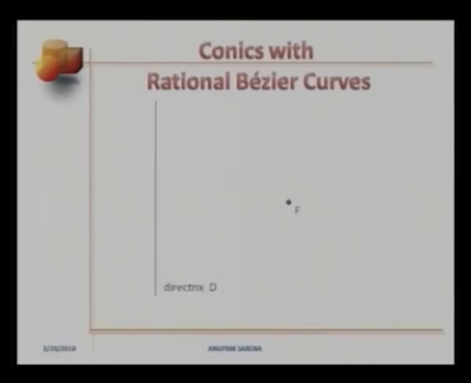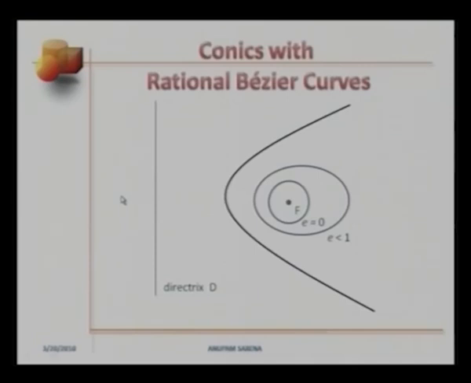Let's look at a few cases. We have the focus F and the directrix D. This directrix again is not supposed to pass through this focus. For the circle, which is a conic, we have the eccentricity value equals 0. For an ellipse, the eccentricity value will be anywhere between 0 and 1. For a parabola, E is equal to 1, and for a hyperbola, E is greater than 1.